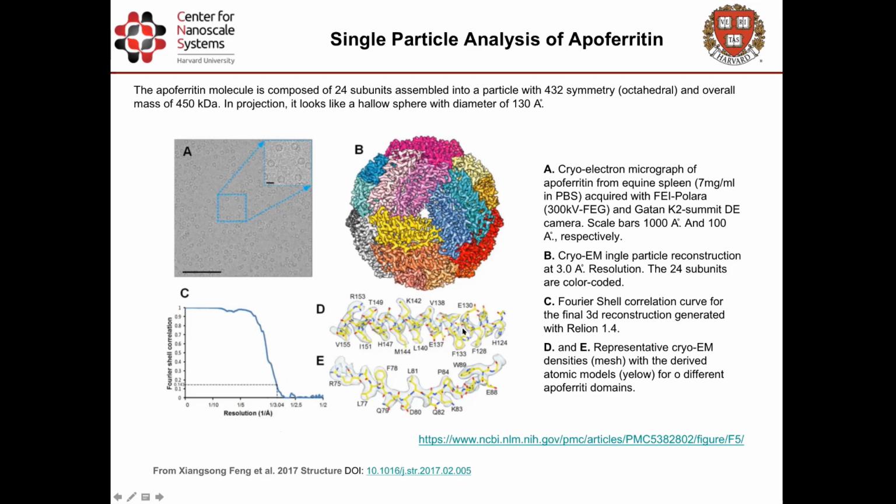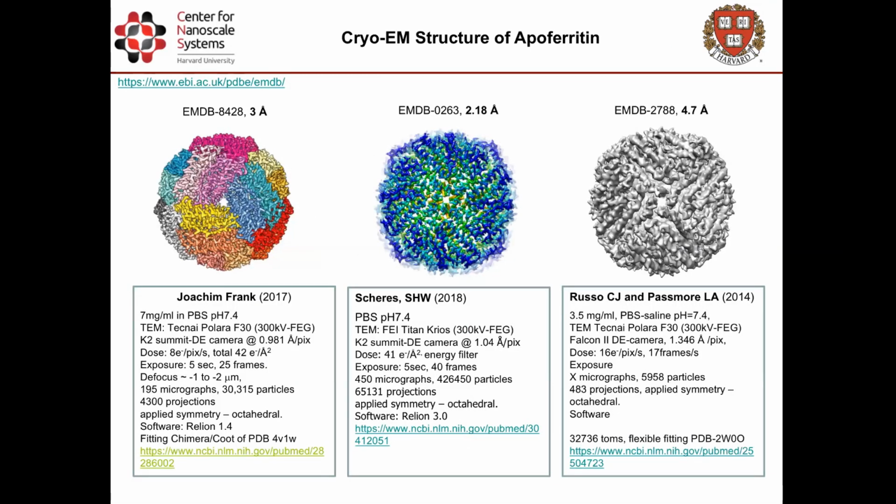electron microscopy. Now, these were my 3 favorite apoferritin structures before what was published on the 22nd of May. This is a 3 angstrom resolution structure by Joachim Frank. This is a 2.2 angstrom resolution structure by Scheres' lab at the MRC LMB in Cambridge, and this is a 4.7 angstrom resolution structure by Rousseau and Passmore at the LMB in Cambridge. Why do I like them all? Because this one, the 4.7 angstrom structure, should be easy to obtain by anybody with little experience in Cryo-EM if you have the setup properly.